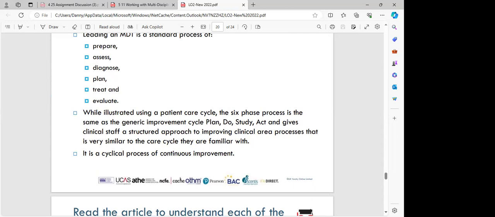Now, while illustrating using a patient care cycle, the 6-phase process is the same as the generic improvement cycle, plan, do, study, act, and gives clinical staff a structured approach to improving clinical area processes that is very similar to the care cycle you are familiar with.